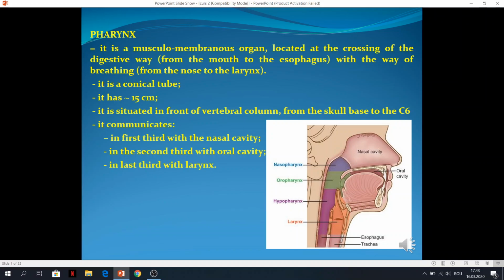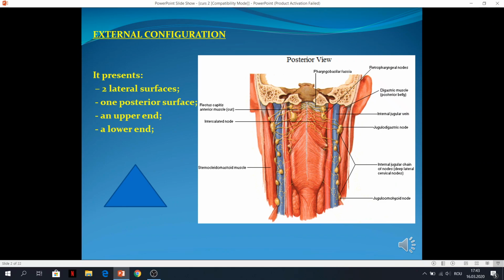Let's see how it looks. How are the external and internal configuration? If you look at this picture, you can see it's a posterior view. Posterior view, it means, look at it. This is the head. The occipital bone is cut, it's removed. You can see just the basilar part of this occipital bone and a few small parts from the lateral parts of the occipital. Right here, temporal bone, you can see the ear. So right here, this is our pharynx.